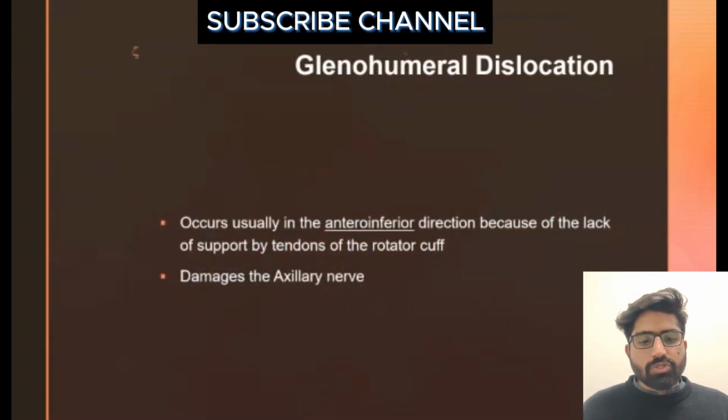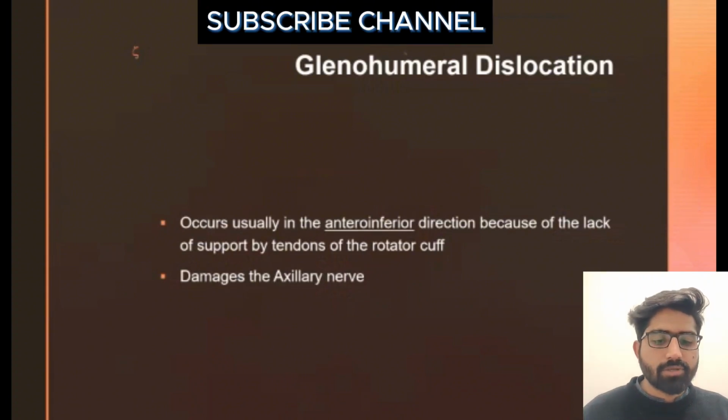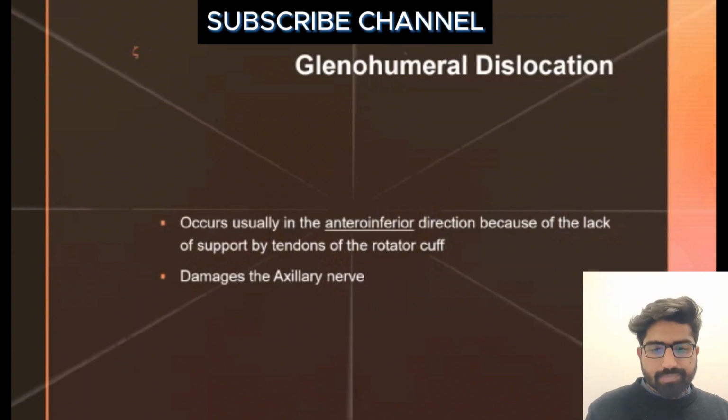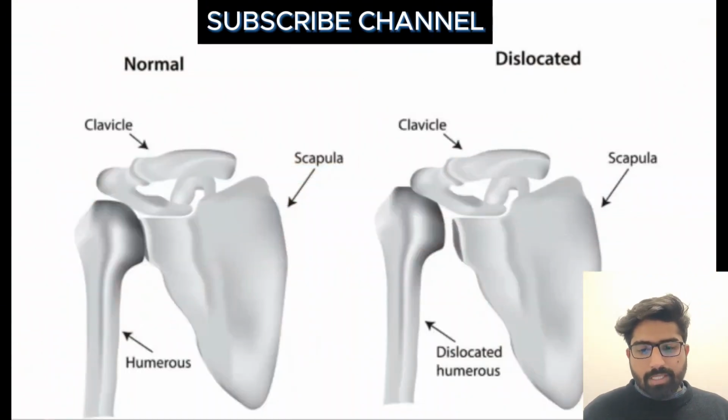It occurs usually in the anterior-inferior direction because of the lack of support by the tendons of the rotator cuff. I will show you in the next slide that there is a lack of support at the anterior-inferior direction by the rotator cuff muscles. So that's why glenohumeral dislocation is most common in the anterior-inferior area. It can damage the axillary nerve. So the most common dislocation of the upper limb is the shoulder dislocation.